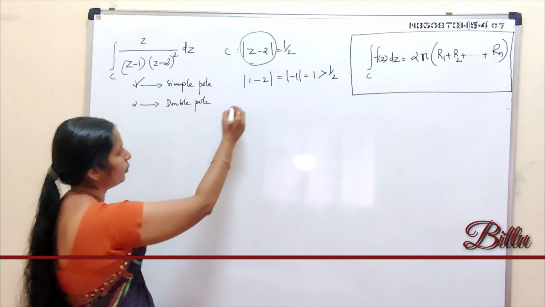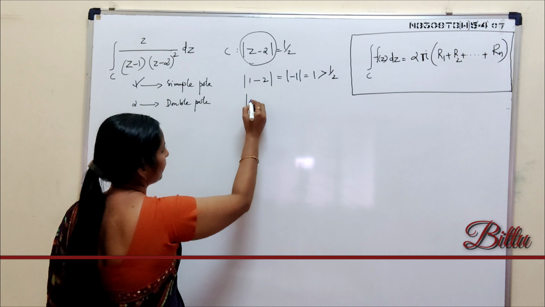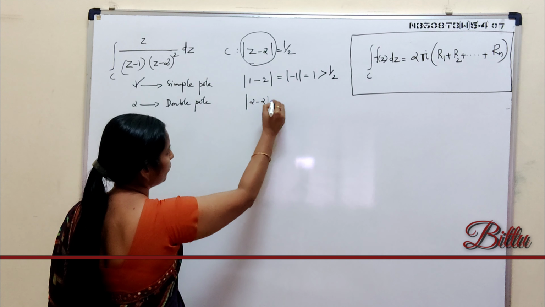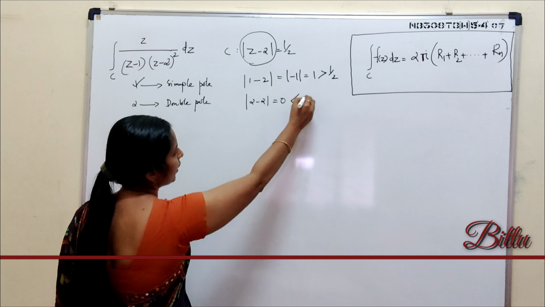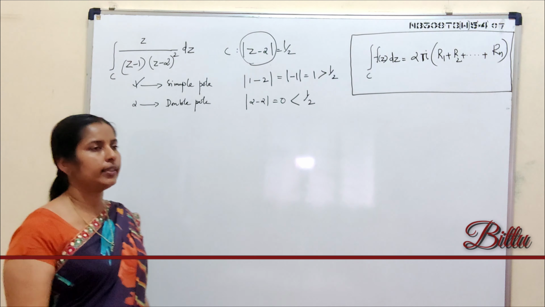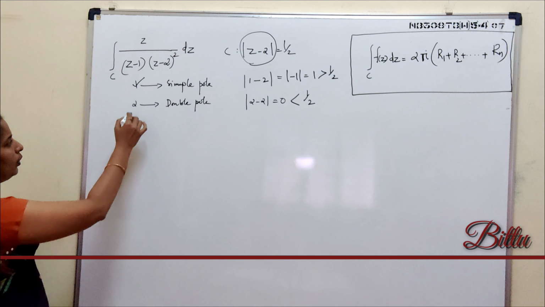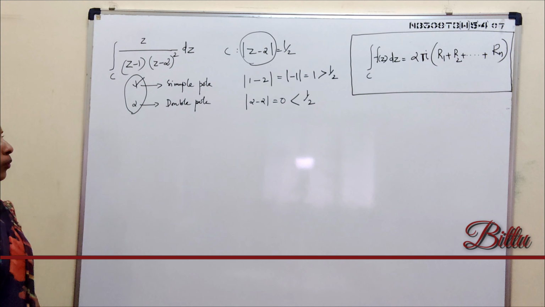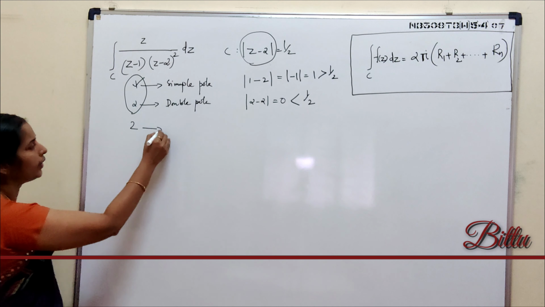Next, for 2, you put 2 in the left side of the circle. That is modulus of 2 minus 2, which is 0. You compare this with the radius, which is less than half. So we can conclude 2 lies within C. Here we have 2 poles, but only 2 is inside of C.